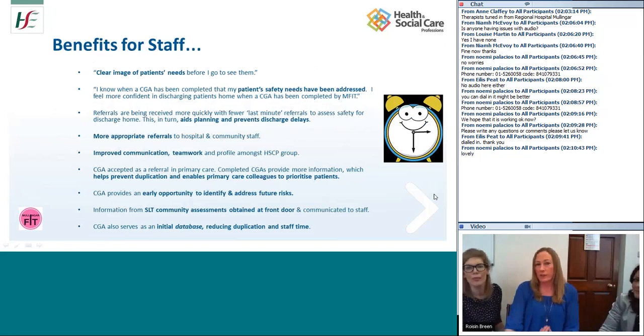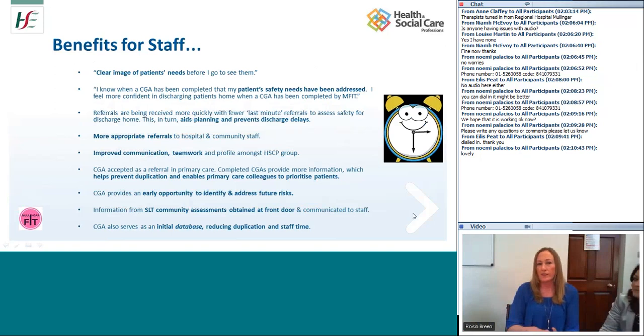As I said, the CGA is exceptional primary care, so this means that they're able to prioritise patients better. There's an early opportunity to identify and address future risks, like trying to prevent falls in the future, trying to prevent immobility, and just highlighting to the family and the patient how they can try and live well at home for longer.